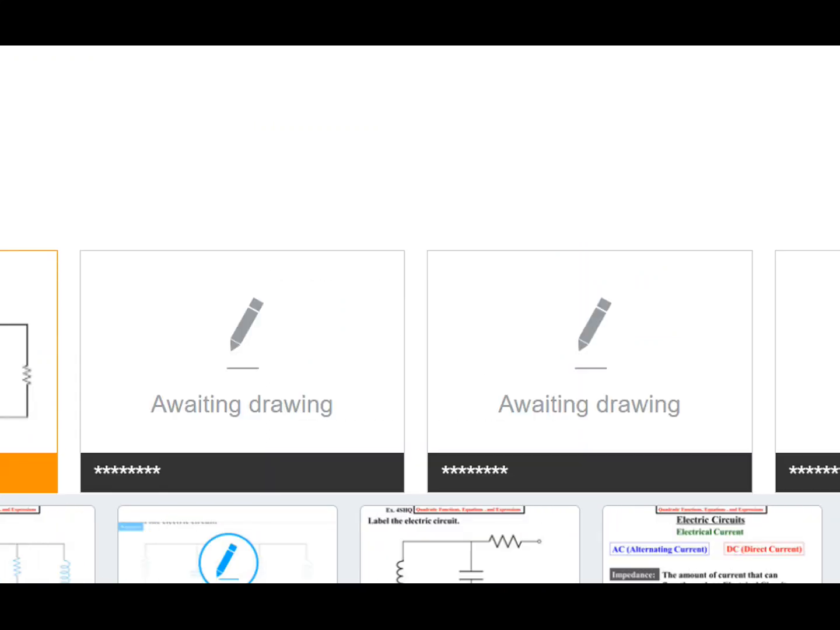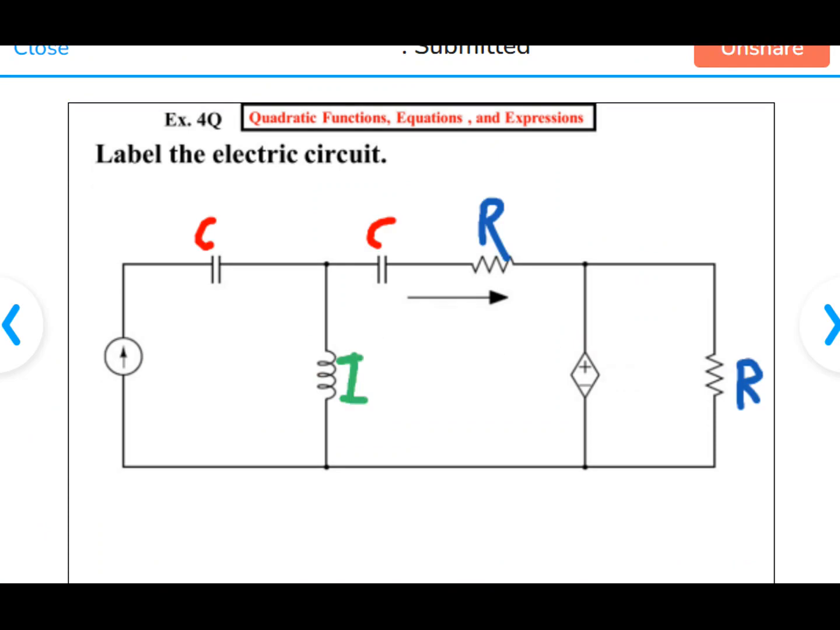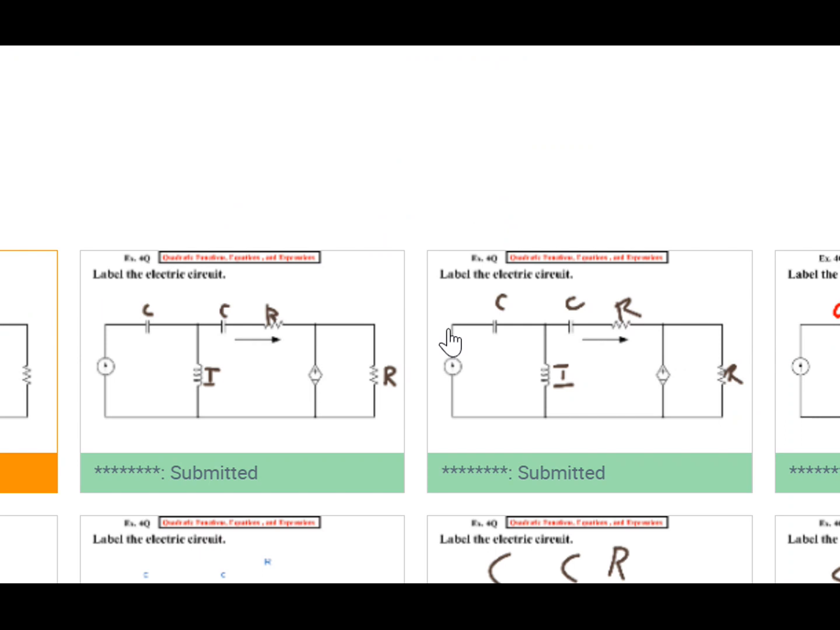Don't copy it on your paper, but I want you to label your screen. You got 30 seconds. Label each component, please. Go. Correct answer on your screen: capacitor, capacitor, resistor, resistor, and in the center, inductor. All right, I think we got this.